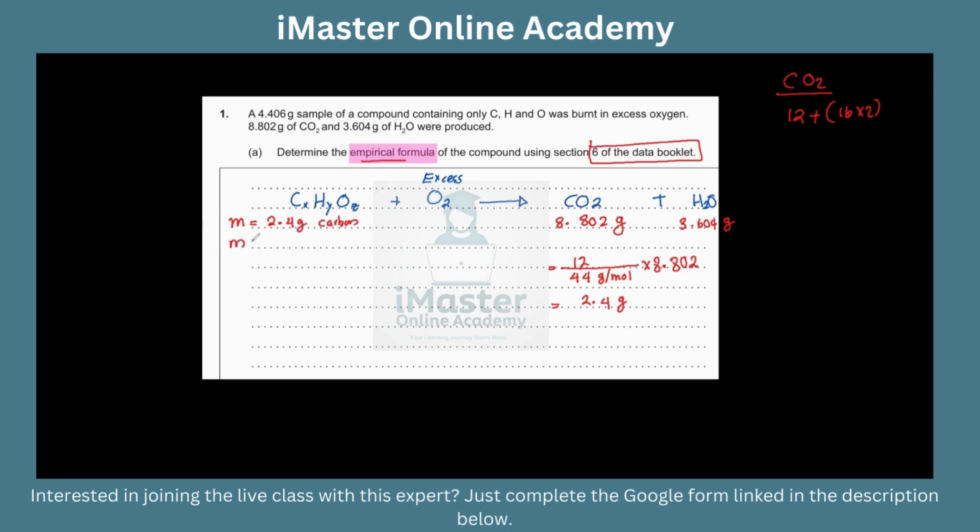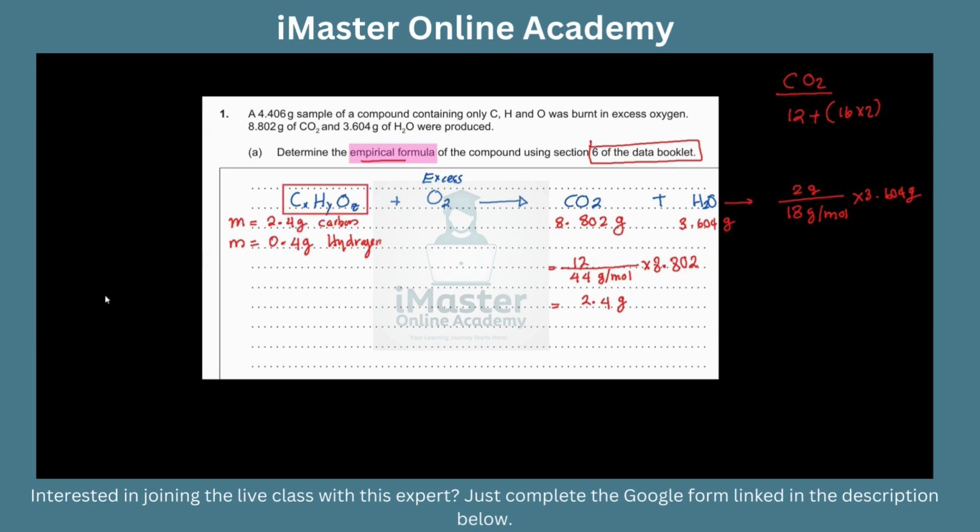We are going to use the same idea to find the mass of hydrogen, and we can use the water molecule for that. Out of 18 grams per mole of water, 2 gram will be made up of hydrogen. This time we have 3.604 gram of water. What will be the mass of hydrogen? 0.4 gram.